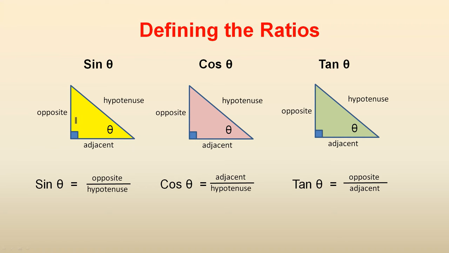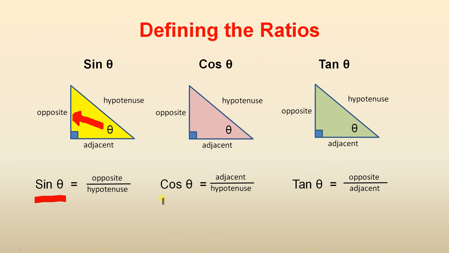We can see this side here is opposite to theta. So that side there is the side which is opposite to theta. This is the hypotenuse, because it's opposite the right angle. So all sine theta is, it's the opposite over the hypotenuse. So it's this length of the triangle over this length, opposite over hypotenuse. So that's all sine theta is. It's a fraction or a ratio.